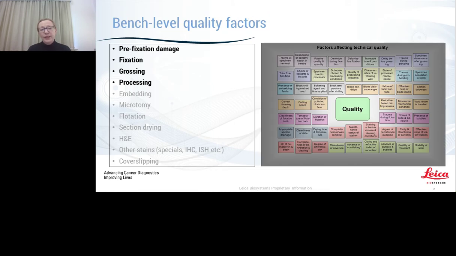At a bench level, there are just so many different factors that do affect technical quality. As you can see from the graphic on the right-hand side here, we've put together so many different factors from all the different stages of your workflow. And these are probably just a few. There's probably a lot more that people can actually think of. So today's webinar, we'll be concentrating on the pre-analytics and up to the processing. And the next webinar, we'll be concentrating on the following process from embedding through to cover slipping.